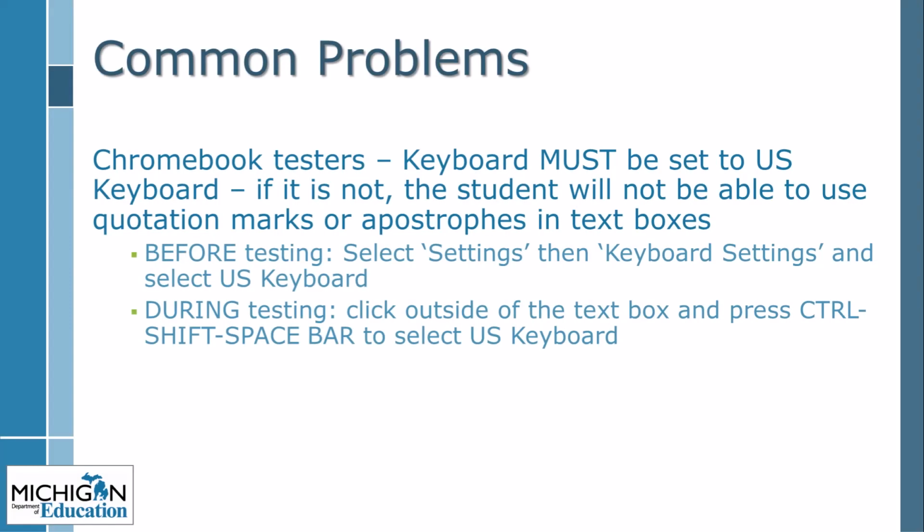Students testing on Chromebook who have the wrong keyboard setting, US International Keyboard, will not be able to use the quotation marks or apostrophes while in text boxes. To resolve this issue before testing begins, choose Settings on the Chromebook, then choose Keyboard Settings, and be sure US Keyboard is selected. If this happens during testing, have the student click outside of the text box, then press Ctrl-Shift-Spacebar, which will bring up the option to select the US Keyboard setting.